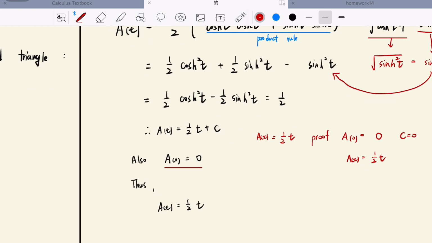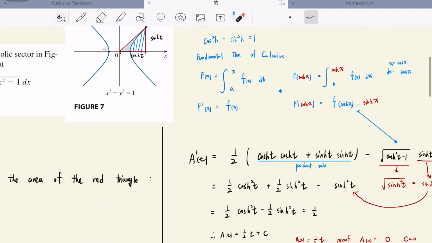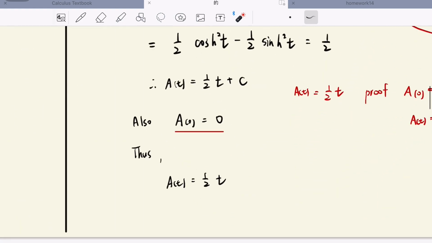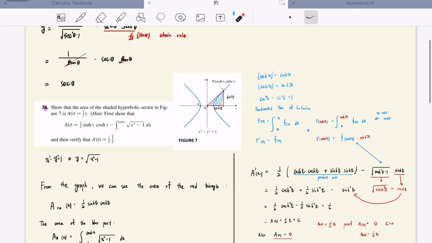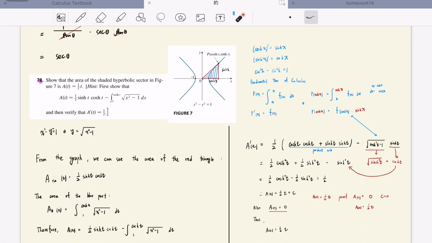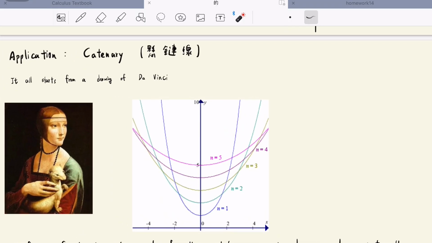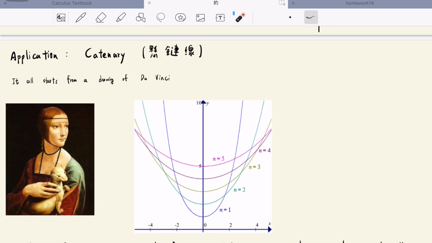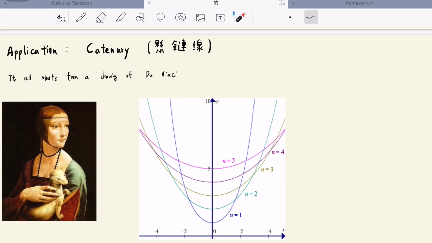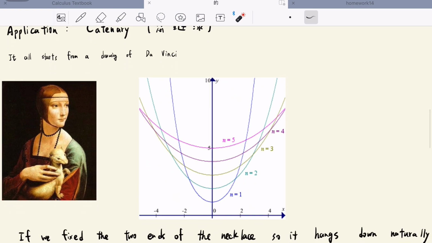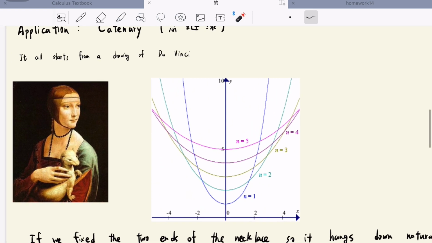Thus, we finish proving that the area of the shaded area, which is this part, will be 1/2 t. So this is the question and the solution. Okay, now we have finished the mathematical part of hyperbolic functions. So now we're going to introduce something more interesting, the history of hyperbolic functions and the application of hyperbolic functions, since we didn't mention this part in class. So we decided that we can do it in this video.